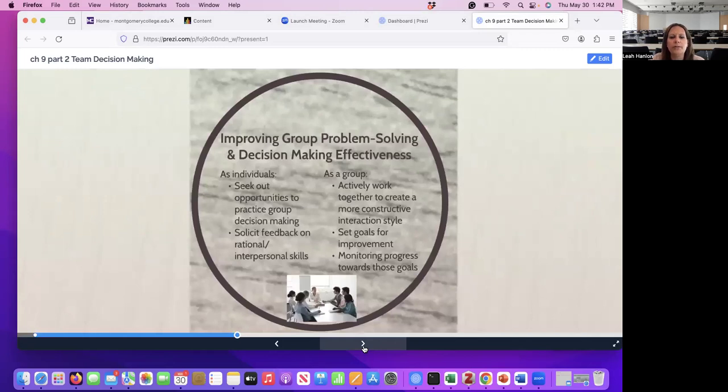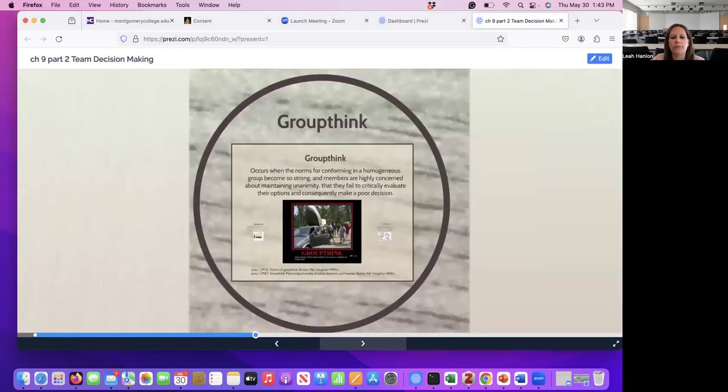To improve group problem solving and decision making, as individuals, seek out opportunities to practice group decision making, solicit feedback on rational interpersonal skills, and as a group, actively work together to create a more constructive interaction style, set goals for improvement, monitoring progress towards those goals.